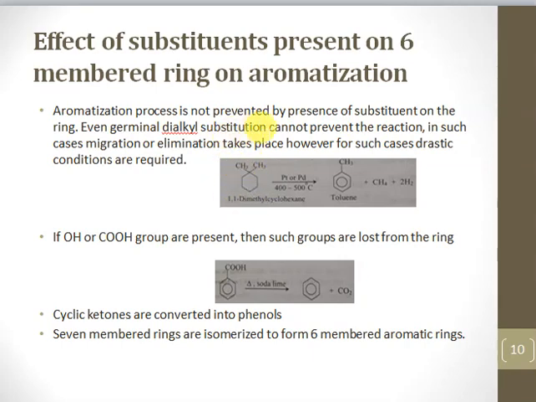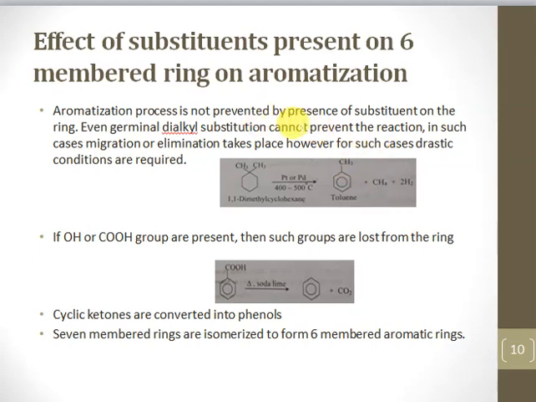So apparently it appears to be different, that this will not be aromatized. But when we carry out the reaction under the same conditions, 400 to 500 degrees C, in that case one of the methyl groups has been eliminated. So if you have a geminal substitution pattern on the 6-membered ring, then one of the substituents is either lost or it undergoes migration, right?